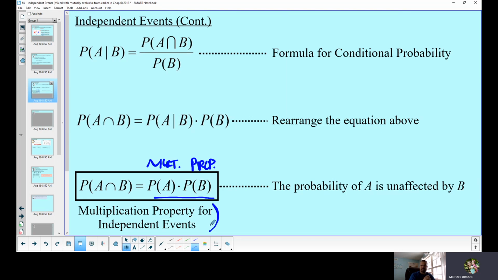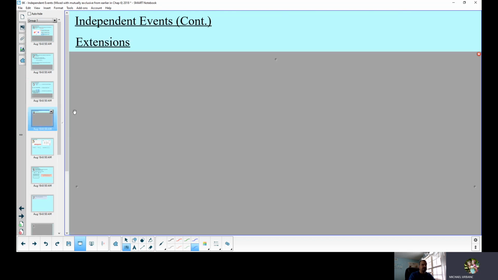If you guys need to pause the video to write that down, I would most definitely write some of that in your notes. So the multiplication property for independent events is the probability of A intersecting B is equal to the probability of A times the probability of B.